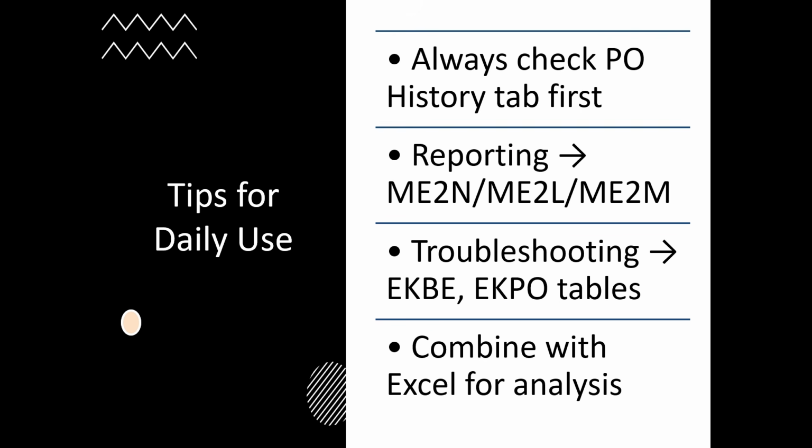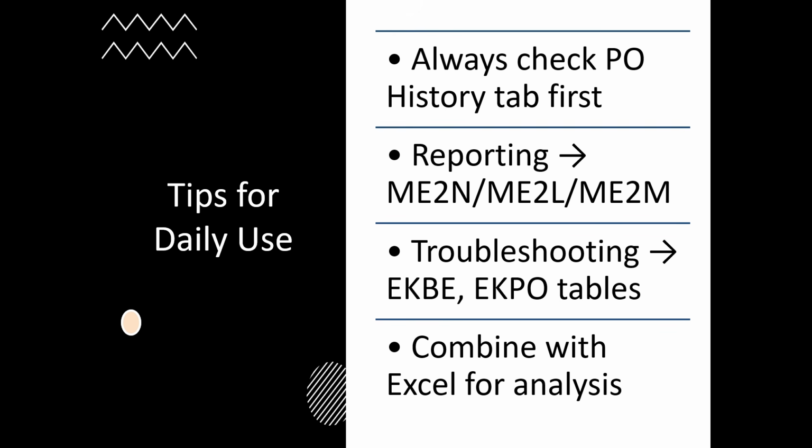Always check PO history tab first. Then for reporting, use ME2N or ME2L or ME2M. These are perfectly fine transactions and they give completely 100% accurate data. For troubleshooting, you have to use EKBE or EKPO tables if they are applicable in your SAP module. These are very good tables and give you a complete summary of your purchase orders and invoices, GRs, etc. And combine these tables with Excel for a complete analysis. If you transport that data in Excel, it will be very helpful.